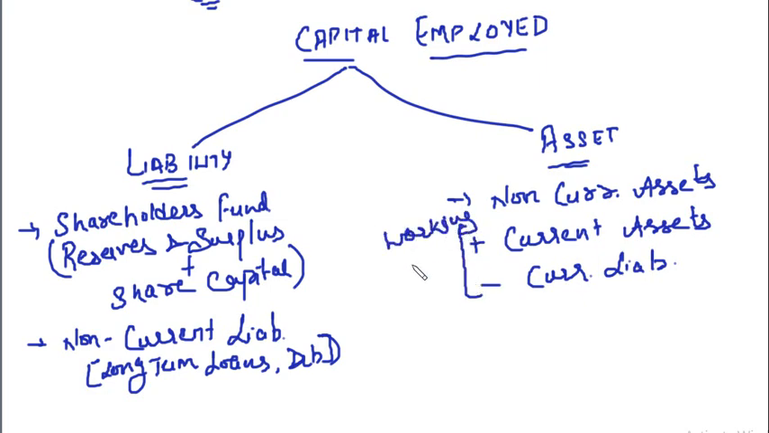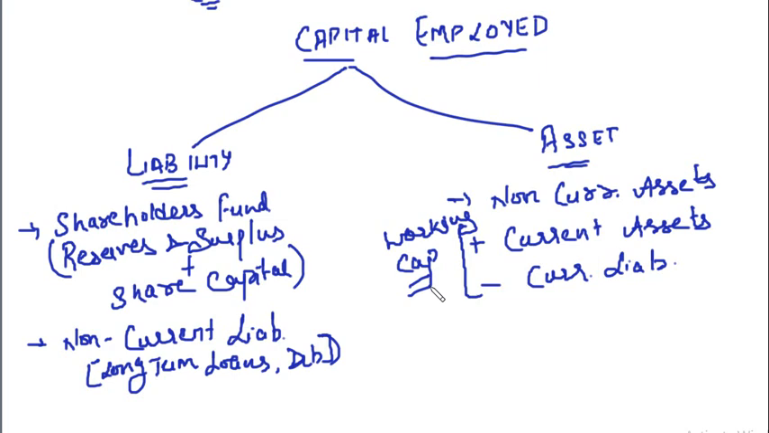excess money that we have. This excess money will be invested in the business for future. That's why I am taking the working capital, that is the excess of current assets over current liabilities. Clear? So for the capital employed, there are two approaches.